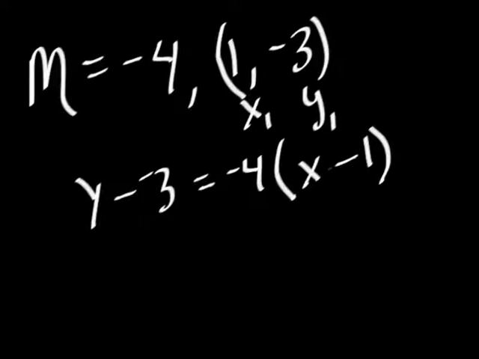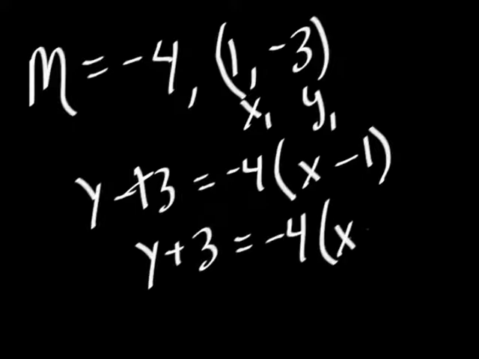Before I just say that that's my final answer in point-slope form, I must notice that there are two negatives that are side by side. Remember, anytime there are two negatives side by side, you change it into a plus. So we're left with y plus 3 equals -4 times the quantity of x minus 1.